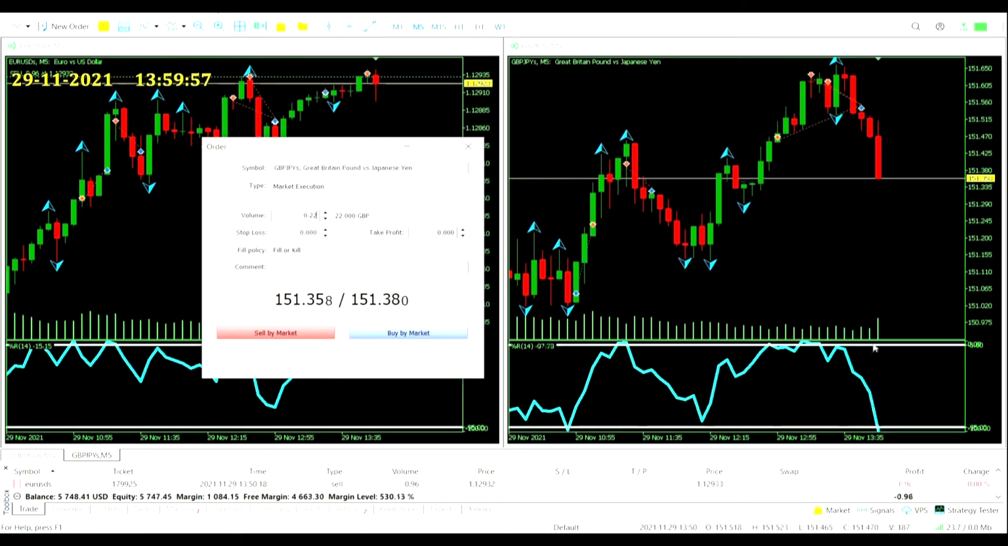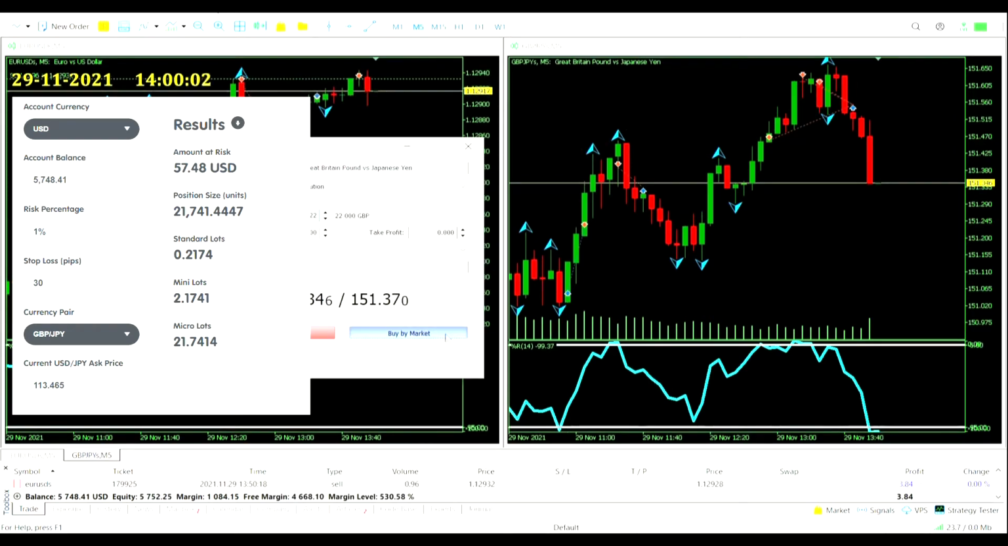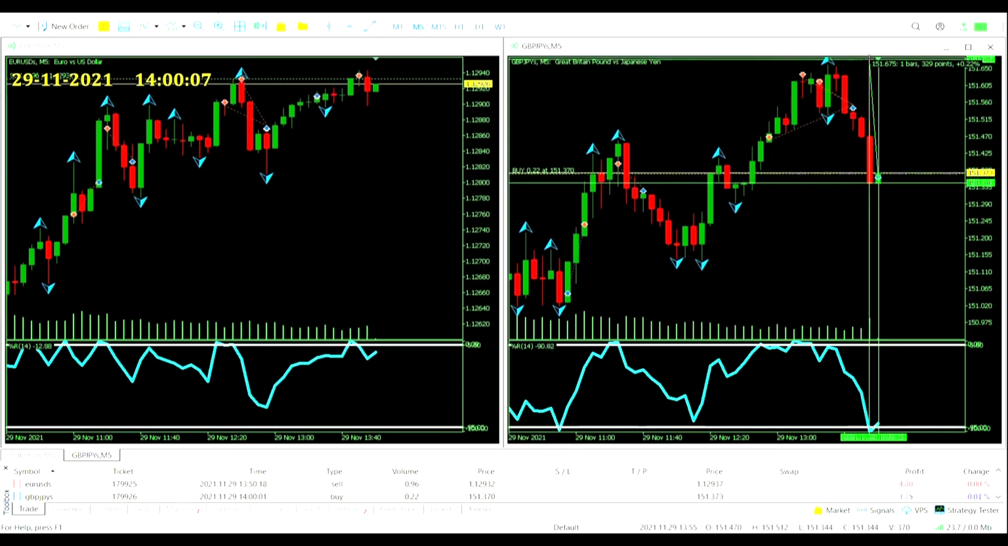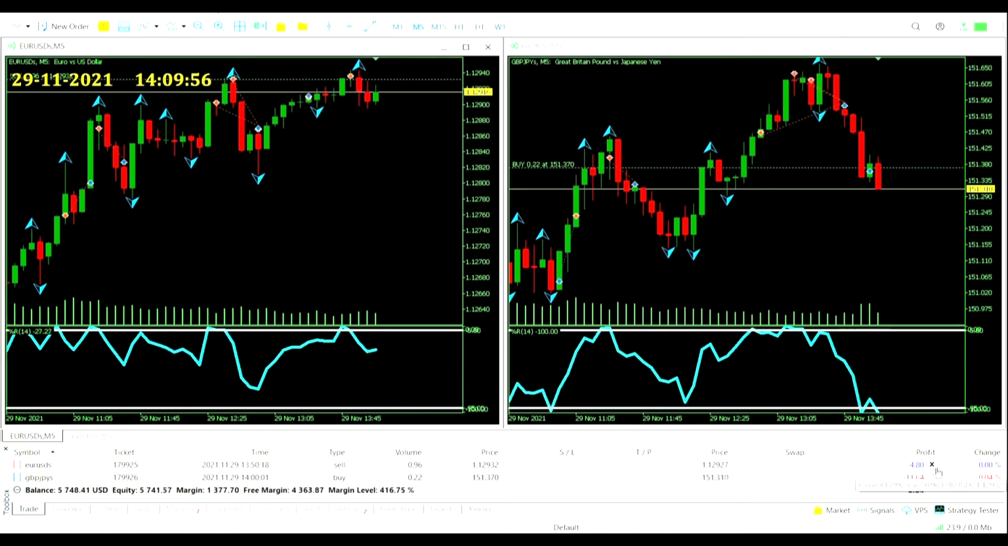Just coming up to 2 o'clock, and we are going to get a buy signal on the pound yen. And that's what we're on. Let's take that signal. Measured out our risk from there. Probably a little low on the risk actually. Went for 30 pips and it was around here. Sure to be fine.